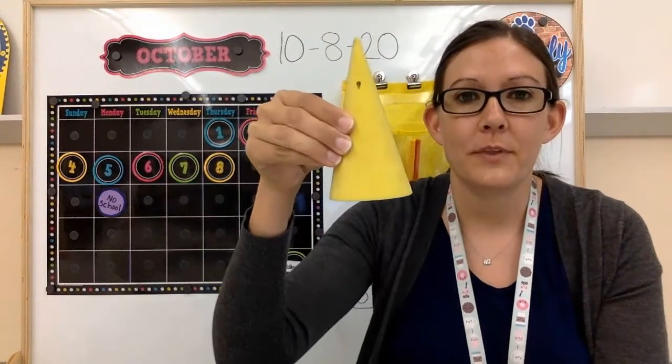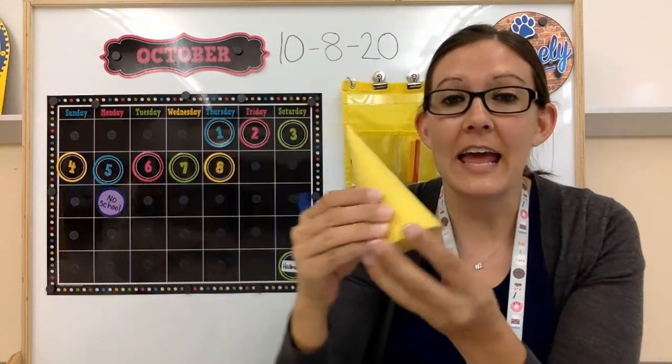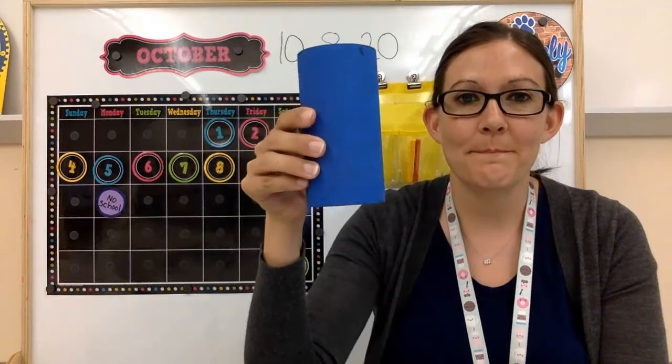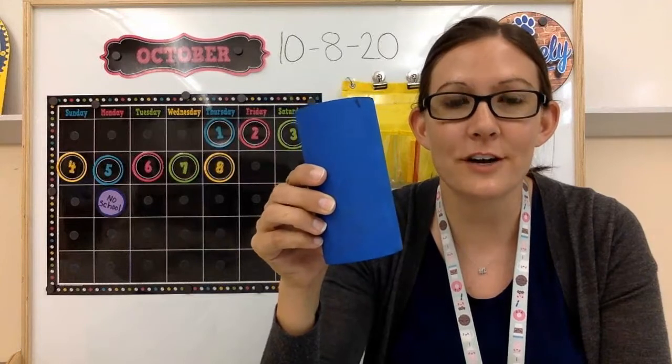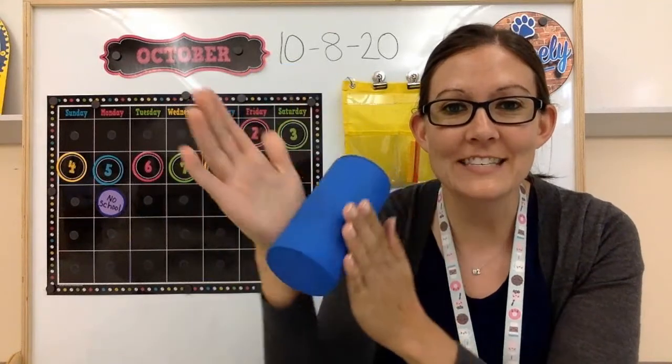What's this one? Cone. 1 flat surface, so it can stack, it can slide, and it has a curved surface too, so it can roll. Nicely done. And last one, name it. Cylinder. Say it. Cylinder. Good. 2 flat surfaces, and since it has flat surfaces, it can stack, it can slide, and since it has a curved surface, it can roll.